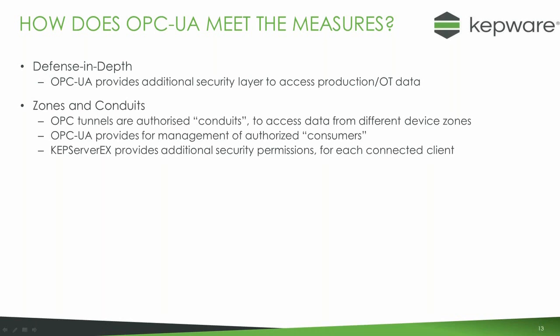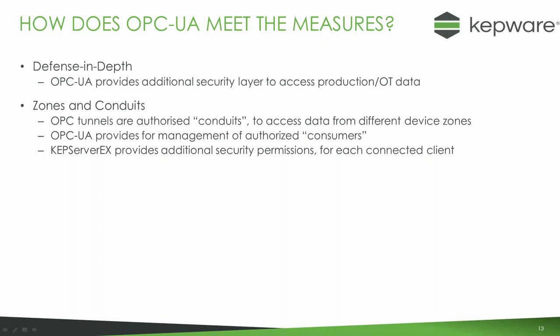The OPC tunnel is itself a very secure conduit, and the zone on the left-hand side in the previous diagram, the OT zone and the IT zone, are linked through this conduit, and the data passing through that OPC UA link is very heavily monitored. Only the authorized clients can see the server, and only the authorized server can see the clients. So you can see it's very heavily policed in both directions.